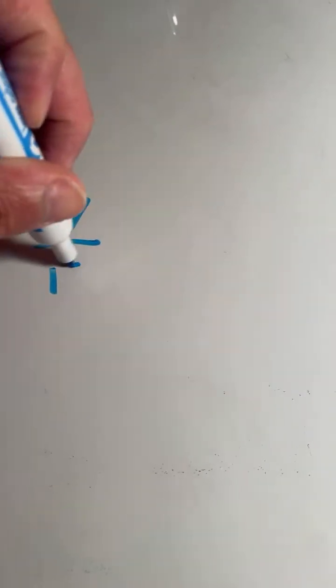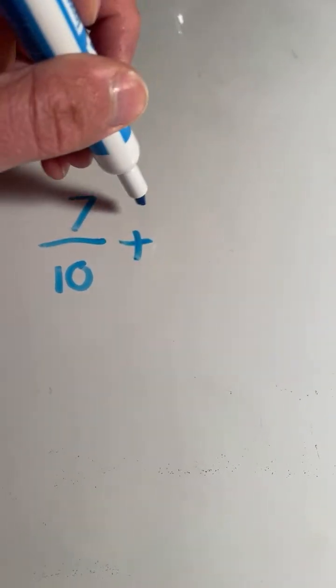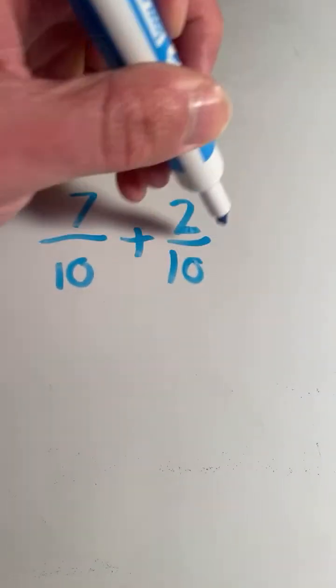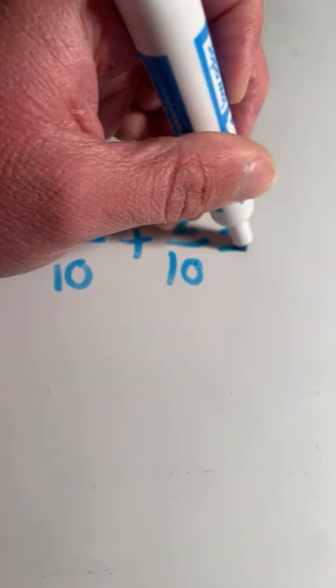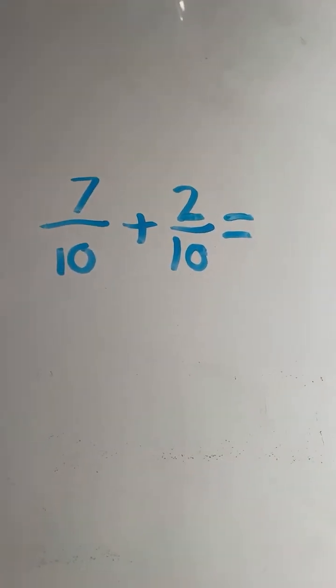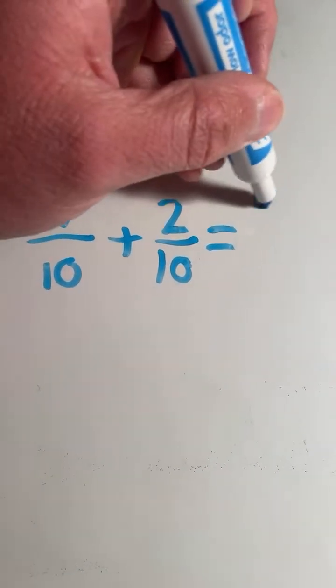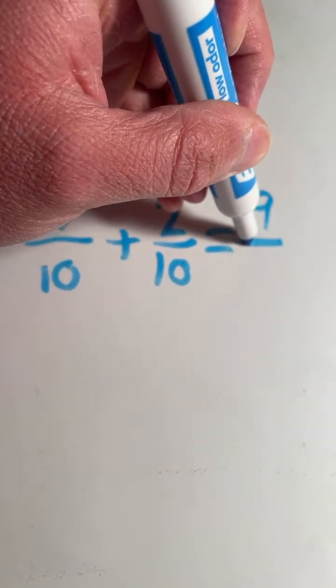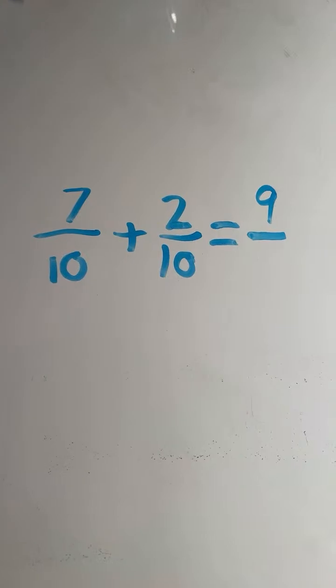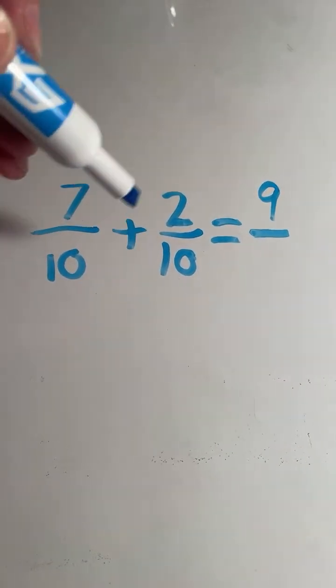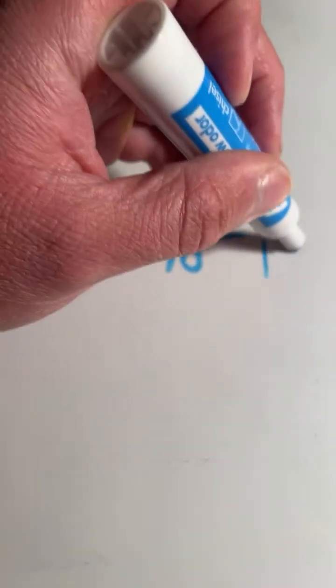All right, we have 7/10 plus 2/10. Step 1, we add our numerators. 7 plus 2 equals 9. Step 2, we keep our denominator the same. The denominator is 10 for both fractions that are being added, so it's going to be 10 in our answer.